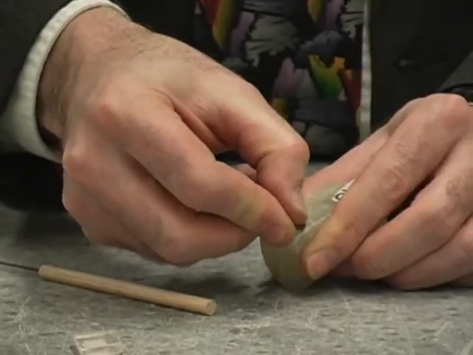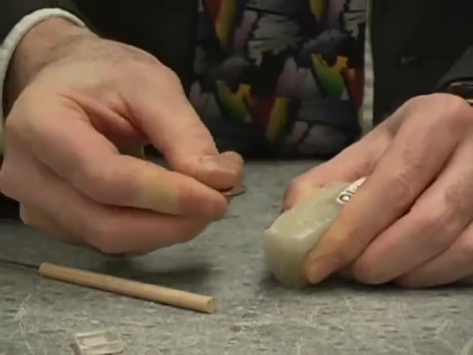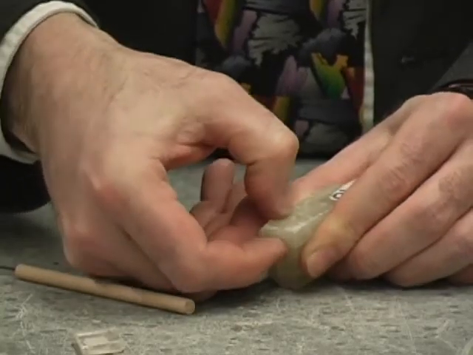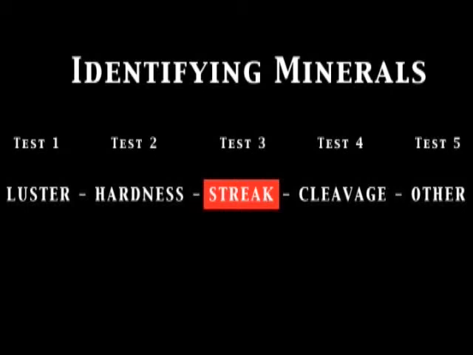So the next thing we can do is use the copper penny. With the copper penny we can scratch the mineral and see if it scratches. And as we can see, this is not really scratching it, but we're getting close to the right hardness for the mineral. I can then use my thumbnail, and clearly it doesn't get scratched by my thumbnail either. So this mineral is on the order of 3 to 3.5 in hardness.